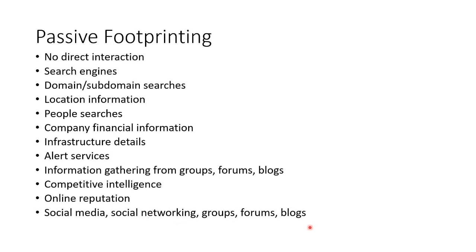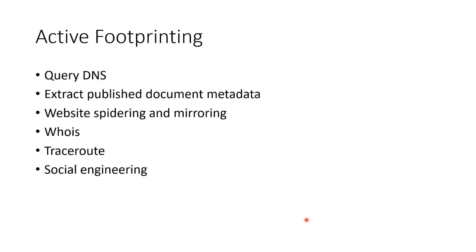Active footprinting is where we're actually going to interact somehow. We're going to query servers. We're going to query DNS. We're going to try to look at published documents and extract the metadata out of that, which will generally identify people, which we can target in social engineering. We might copy their whole website slowly and then work on it offline. We'll do a whois or a traceroute or social engineering, but not really obvious social engineering.